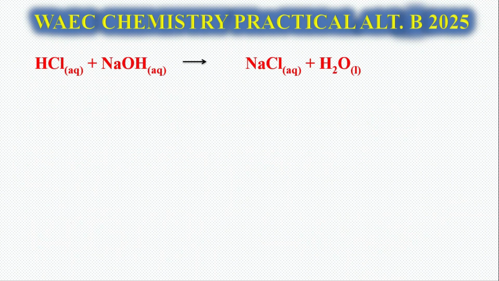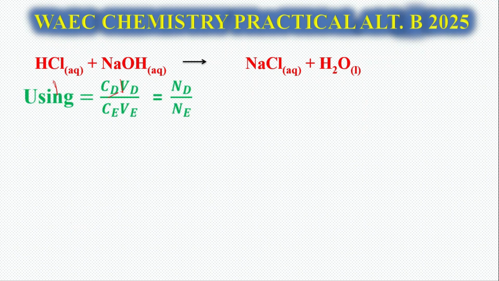Okay, let's look at the balanced chemical reaction. You have hydrochloric acid plus sodium hydroxide to give us sodium chloride plus water. It's going to be 1:1. That's 1 mole of acid and 1 mole of your base.